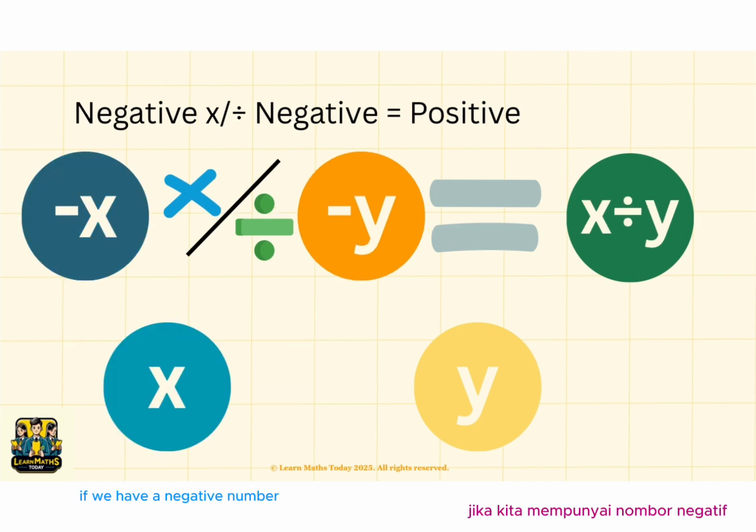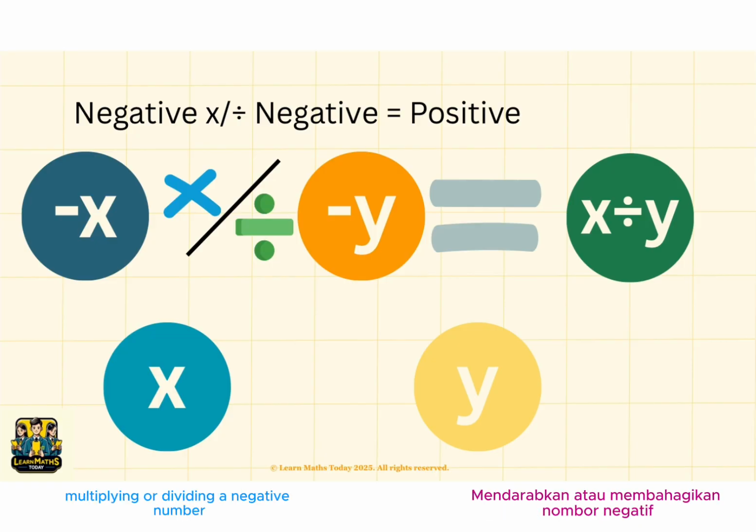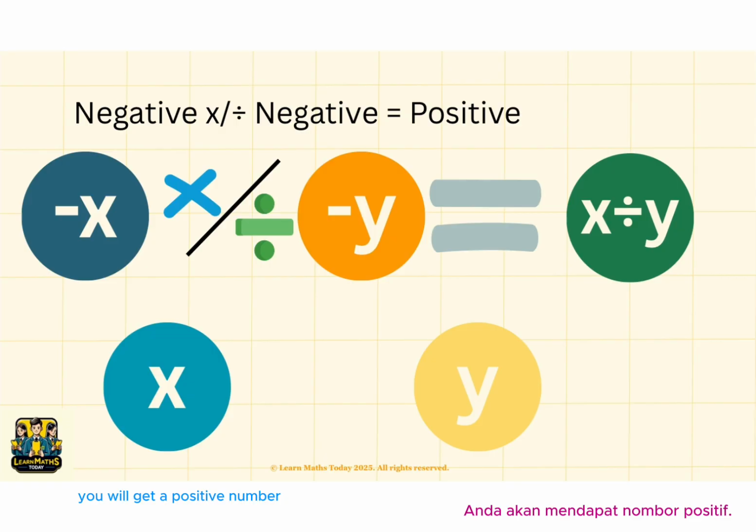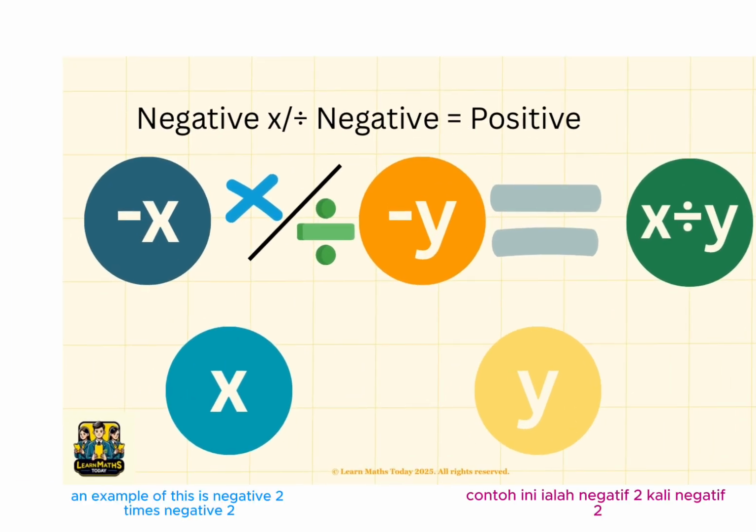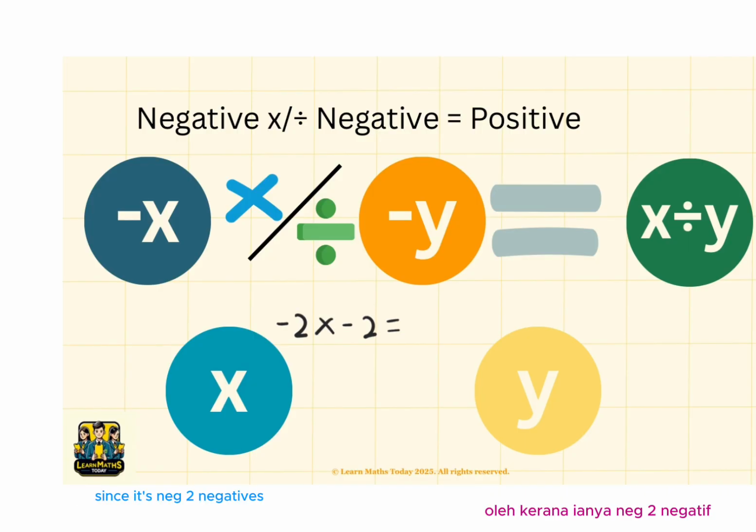If we have a negative number multiplying or dividing a negative number, you will get a positive number. An example of this is negative 2 times negative 2. Since it's two negatives, the final answer will be positive 2 times 2, and that will be 4.